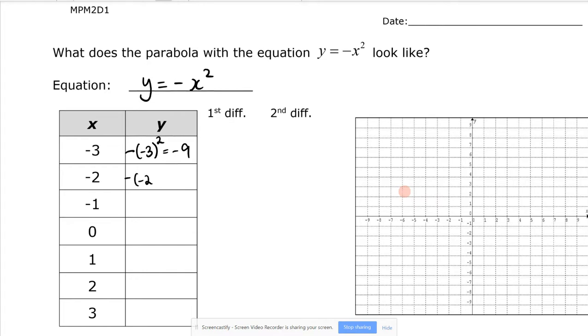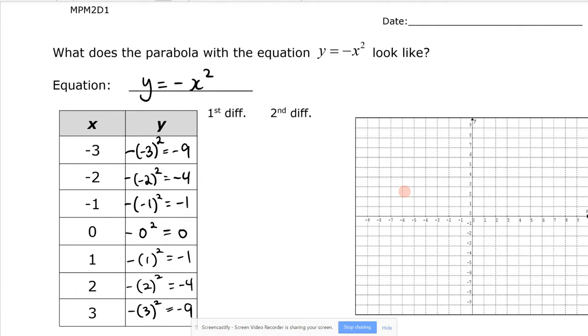The negative of negative 2 squared is negative 4. The negative of negative 1 squared is negative 1. 0 squared, no matter if you have a negative in front or not, is still 0. And negative of 1 squared is negative 1. Negative of 2 squared is equal to negative 4. And then negative of 3 squared equals negative 9.